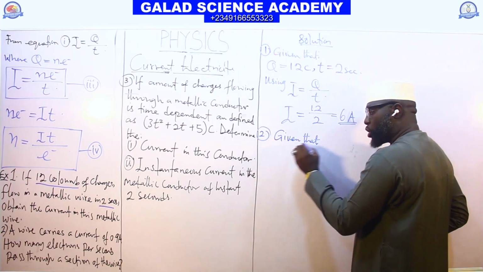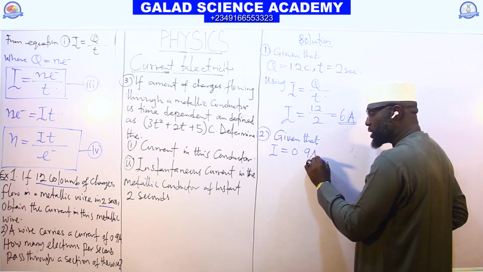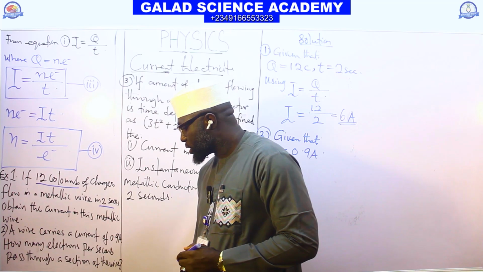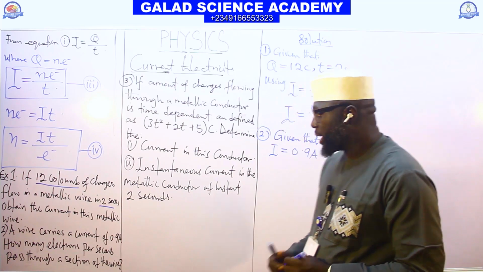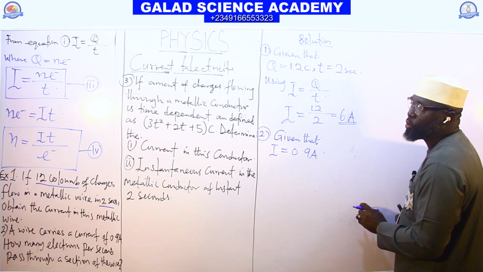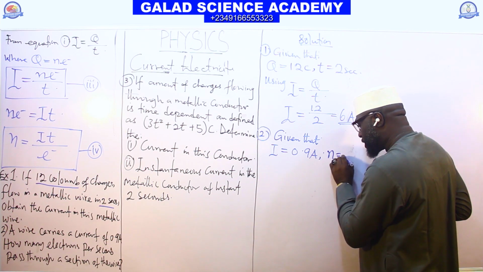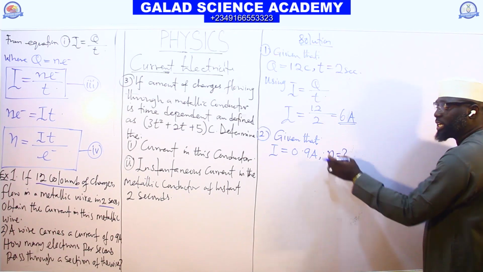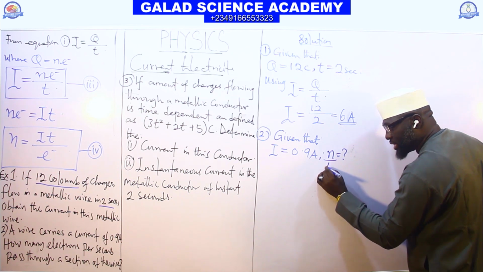that current I is 0.9 ampere. How many electrons per second pass through the section of the wire? So how many electrons per second simply means you are asked to find the number of electrons. But don't forget, this number of electrons they said per second. This our N will be N over t.